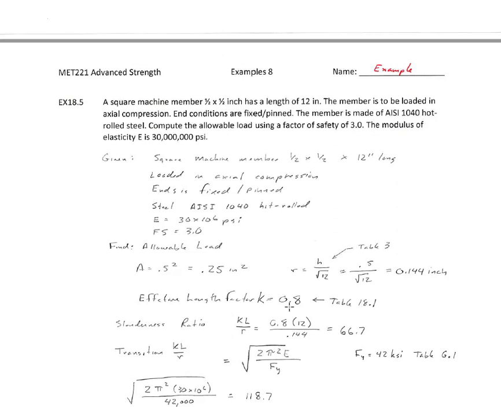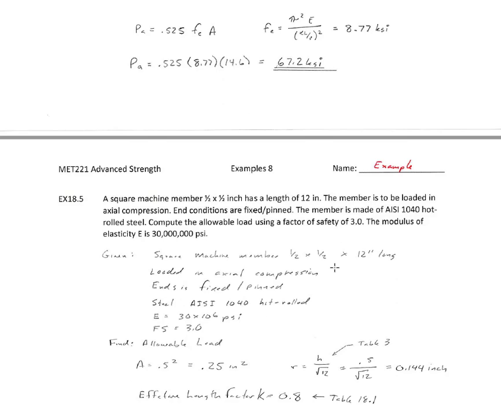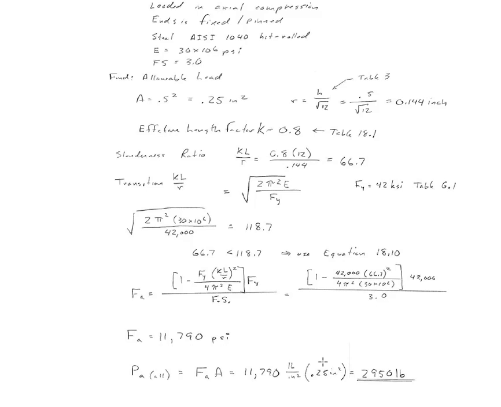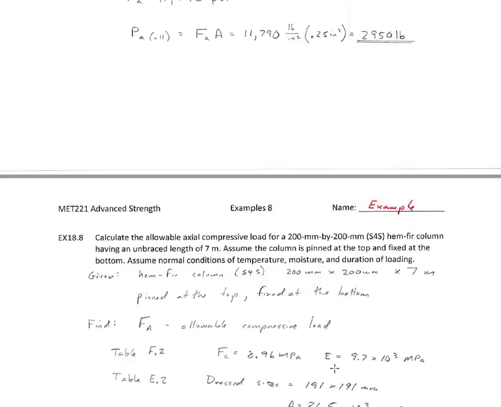The next one is a square machine member. Again, we do the same thing, similar to what we did for the AISC. We calculate what the slenderness ratio is. We calculate what the transition slenderness ratio is. This is a different formula from the first one that we talked about, the AISC. So we use this formula. And then based on where this falls relative to the transition KL over r, we apply one of two different equations. So again, it's the same thing.